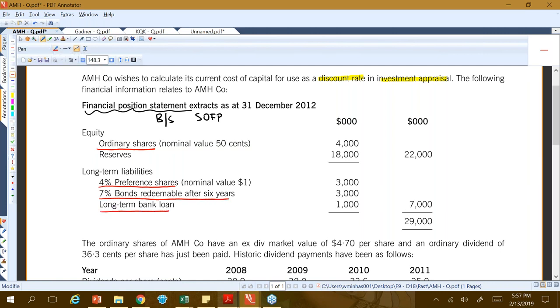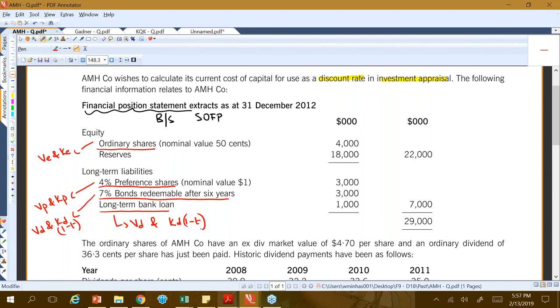As you're reading this, you would be thinking, ordinary shares, I need the VE and the KE. Preferred shares, I need the VP and the KP. 7% bonds, I need the VD and the KD(1 minus T). And the long-term bank loan, I need the VD and KD(1 minus T). I need all these calculations here for my WACC.